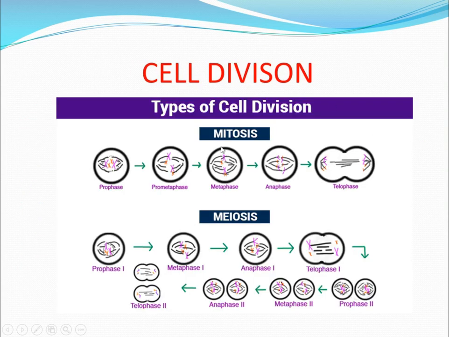So this is mitosis and this is meiosis. This is the prophase, this is the prometaphase, this is the metaphase, anaphase, and this is the telophase. After this telophase we can see two daughter cells. Now in meiosis we can see metaphase, anaphase, and telophase, and after that we can see it forming two parts, and then making a formation of four parts. These are the four haploid daughter cells. So let's move to the next slide.